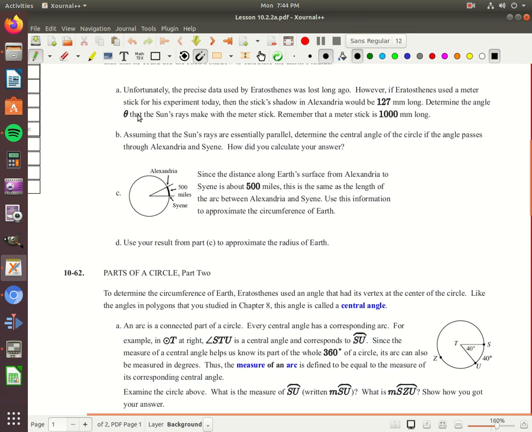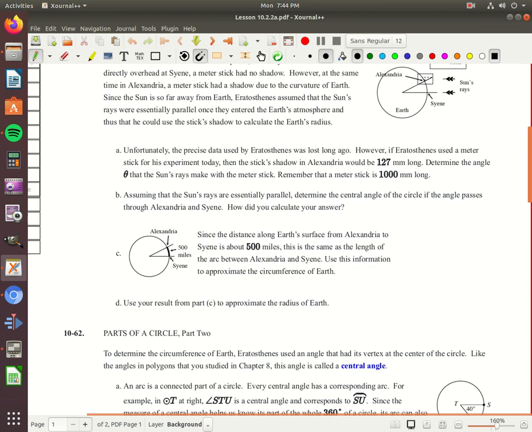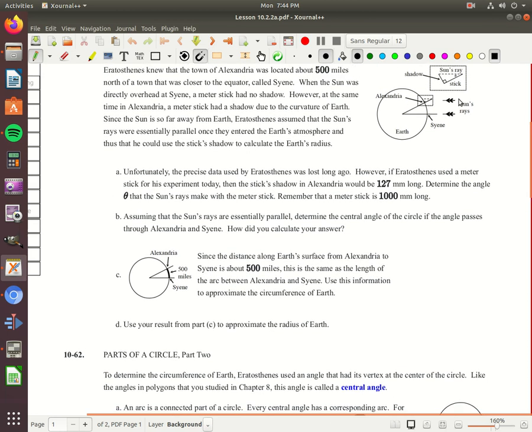Obviously, we've dealt with theta before. We've done trig before, so we're going to need that. So hopefully you guys recall that. That the sun's rays make with the meter stick. Remember that the meter stick is 1,000 millimeters long. So if we look here, kind of important, we're using this triangle right here. So we have, good Lord, my inability to draw with this is really getting old.